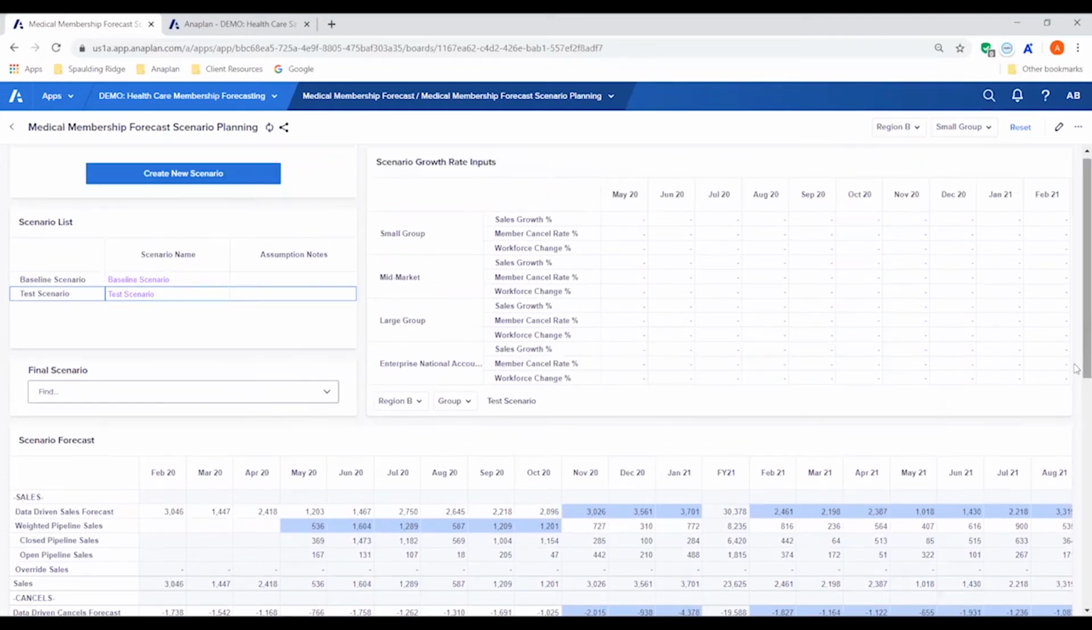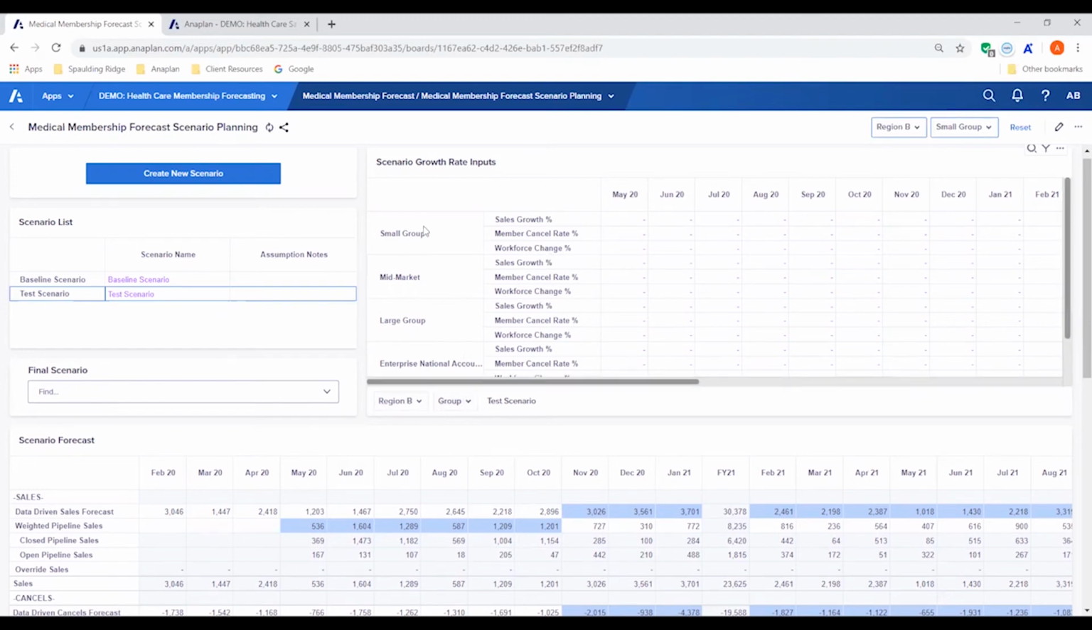So to begin making adjustments to our data-driven forecast and make changes to our general assumptions on our sales growth rate, how our cancels will look, and how workforce change will be, our driver table up here is split to the same level of granularity as our data-driven forecast. We have all of the segments of the business as well as the regions.